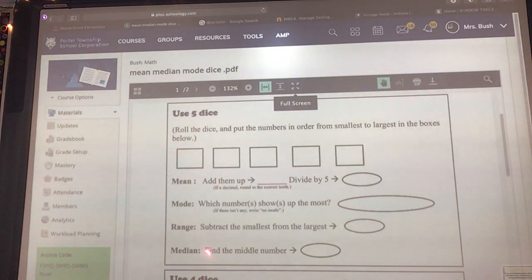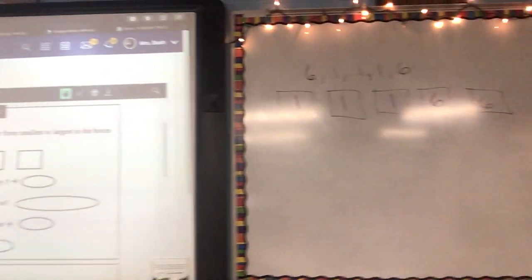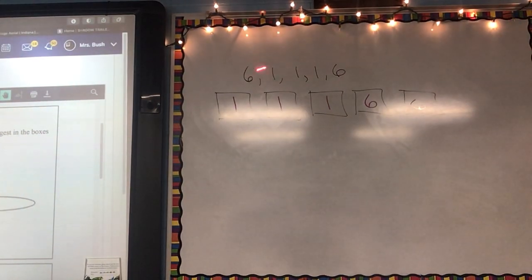And my last one, my median. It says to find the middle number. Now this one they actually did, well, they didn't leave out a step. I can't just find my middle number according to when I just wrote them on the board like this. I have to use them according to the squares because the squares I put in order from least to greatest.